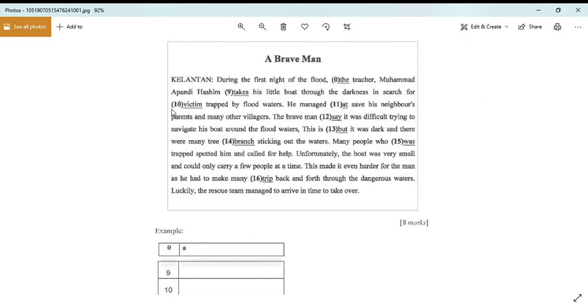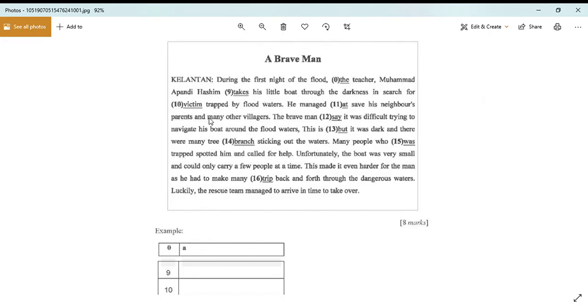Line 3: victim trapped by the flood waters. He managed and saved his neighbors. If you look at the third line here, you can see that there are 2 verbs. The first one is trapped, T-R-A-P-P-E-D, trap. The second one is manage. If you look at these 2 verbs, you can see that they have ed, ada ed, which means the tense is past tense, perkara yang sudah berlaku. So, to answer this question, for the verbs, you have to change into past tense. That is number 2.